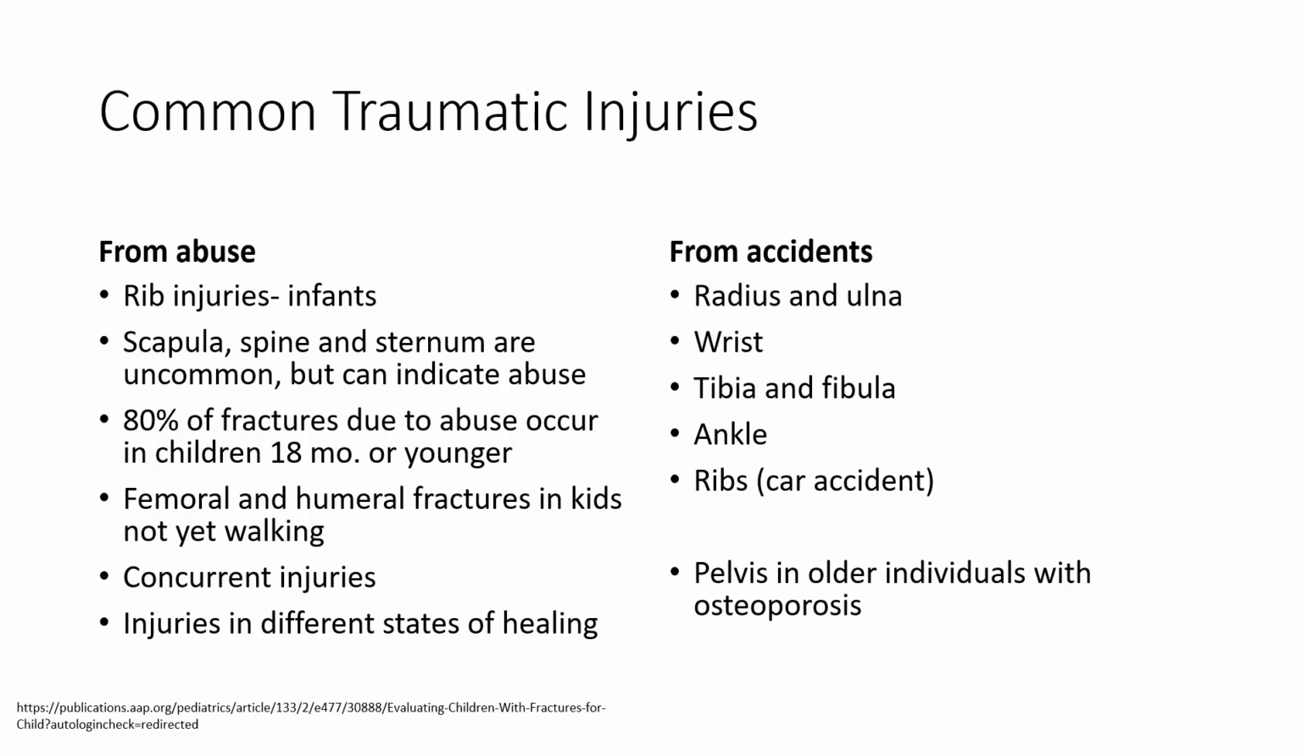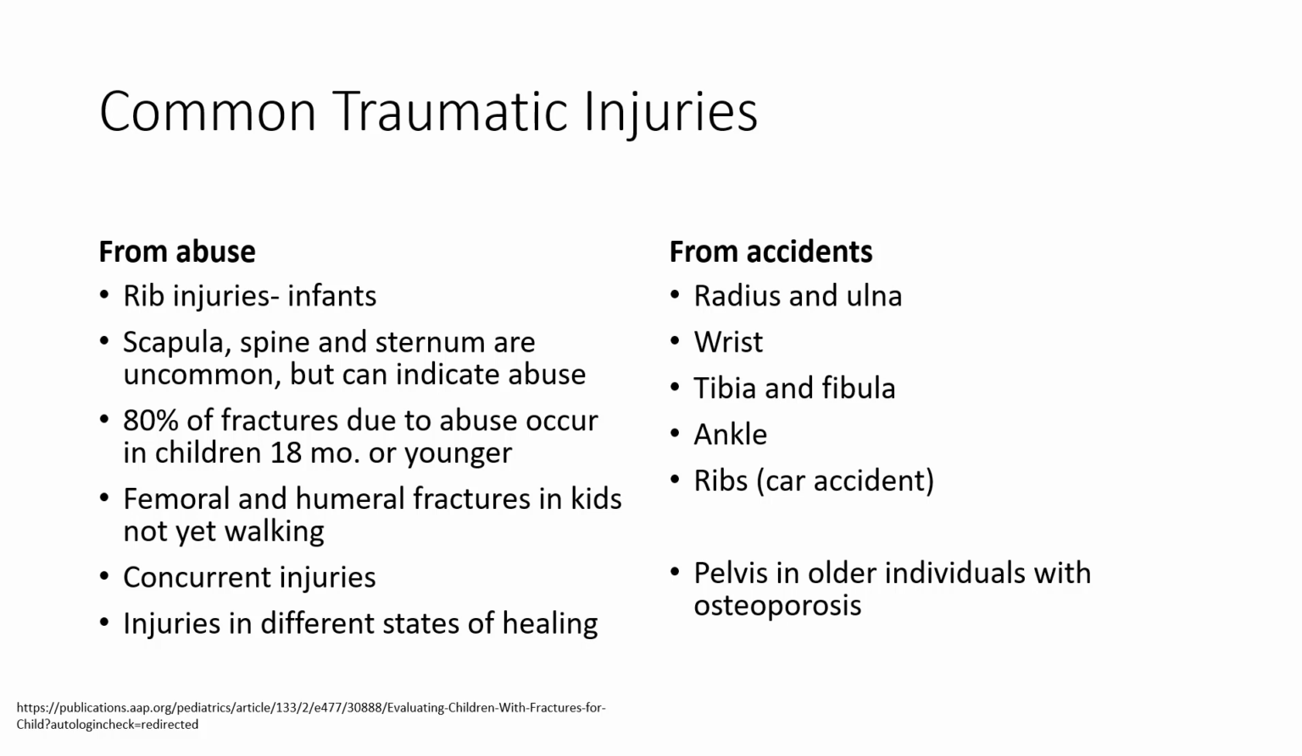One reason that this is unlikely to be an accident is children 18 months and younger are not very mobile, which means femoral and humeral fractures, think about those two big bones in the pectoral and pelvic girdle, in kids not yet walking are very uncommon. You also want to look at concurrent injuries such as bruising or other things that have occurred. And if one sees injuries in different states of healing at the first visit to an emergency room, this is an indicator that some injuries may not have been reported, and one must ask why.